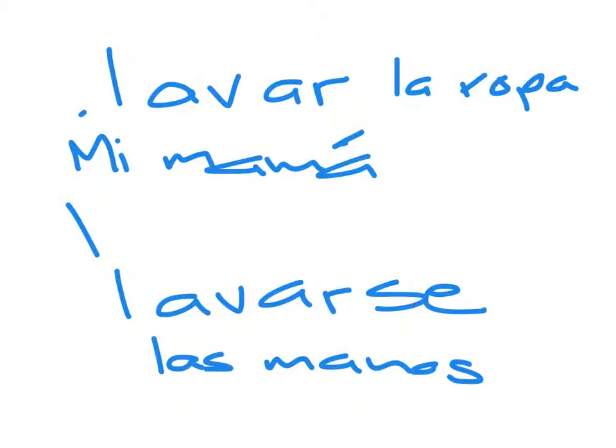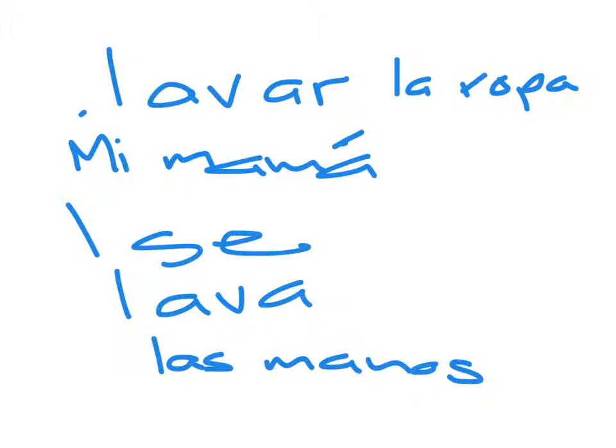So when we conjugate this verb, I take the se off, I take the r off, and I conjugate it, and now I put the se in front of it. Se lava las manos. She washes her hands. That's how it translates in English. But in Spanish, remember, we don't want to use sus manos. How do I conjugate it when she washes her clothes? Mi mamá lava la ropa.